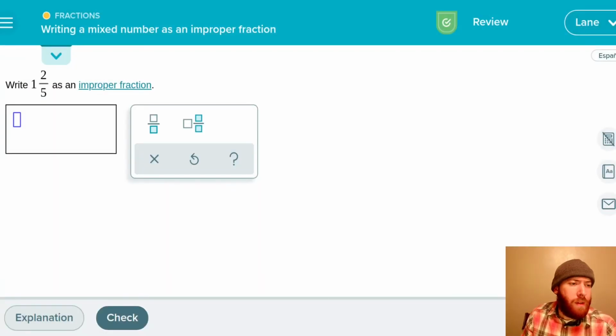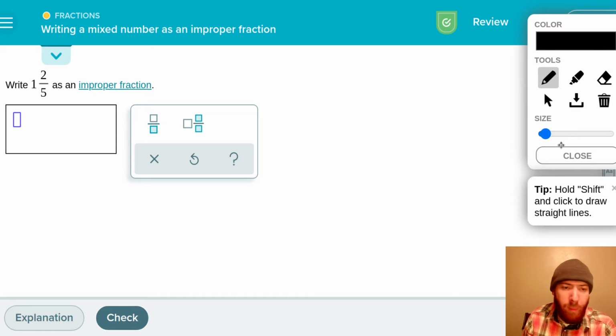Let's talk about writing a mixed number as an improper fraction. This problem asks us to write 1 2/5 as an improper fraction. And we should talk about maybe what an improper fraction is. An improper fraction is one where the top number is larger than the bottom number. So maybe 9/5. This is an improper fraction because 9 is more than 5.